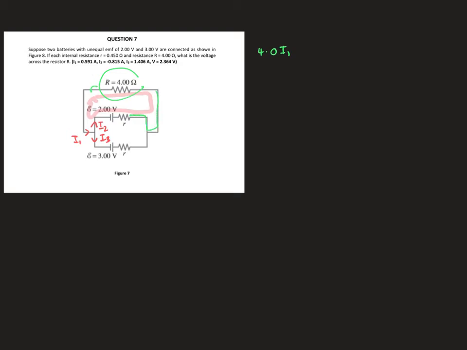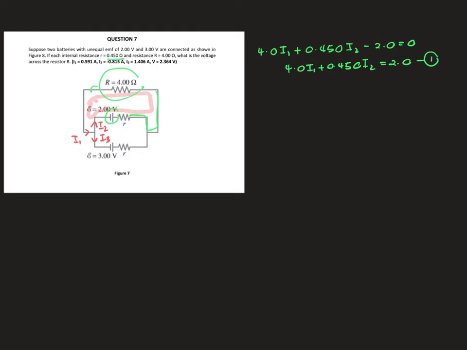For this one, my assumption loop and my current inside the circuit are also opposite, therefore it's going to be positive. The R value here is 0.50 ohm, so 0.50 I2, and the EMF here is going to be negative 2.0, equals 0. So I'm going to arrange that. I'm going to get 4.0 I1 plus 0.450 I2 equals 2.0. This is going to be my first equation.